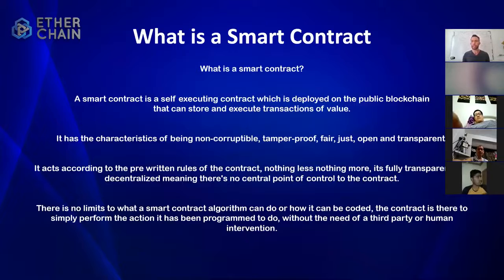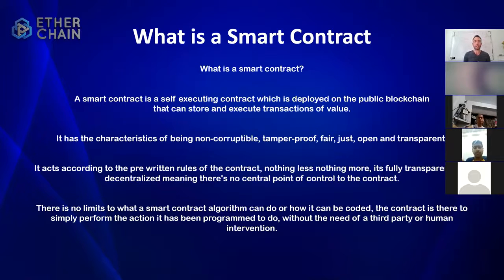But before we go into the details of EtherChain, I want us to have a quick look at what a smart contract really is. And to explain this easily, we can say that a smart contract is a self-executing contract which is deployed on the public blockchain, and it can store and execute transactions of value. It actually has the characteristics of being non-corruptible, tamper-proof, fair, just, open, and fully transparent. And it acts strictly according to the pre-written rules of the contract. Nothing less, nothing more. It is fully transparent and fully decentralized, meaning that there's no central point of control to the contract. The contract is run by the blockchain, and the contract can act as that third party.